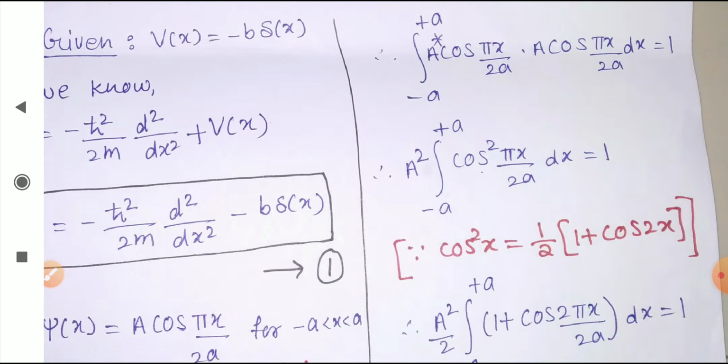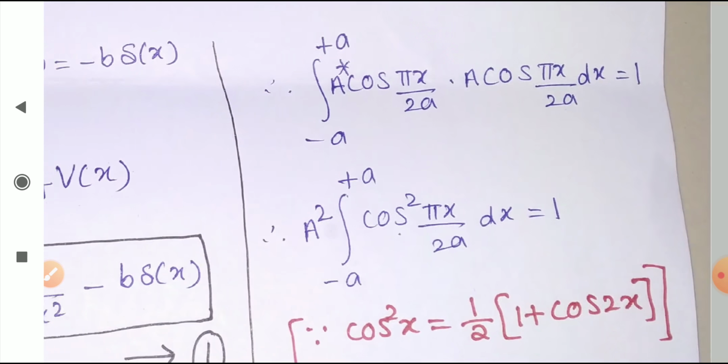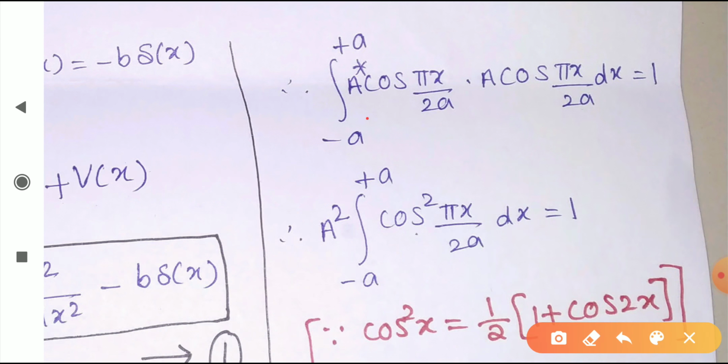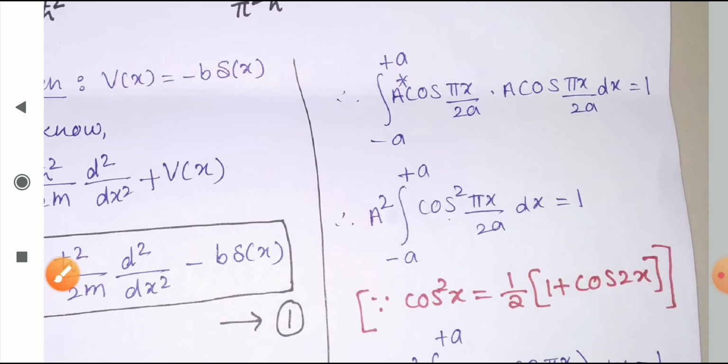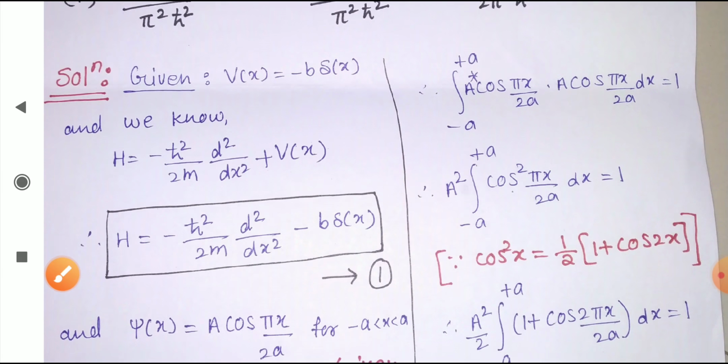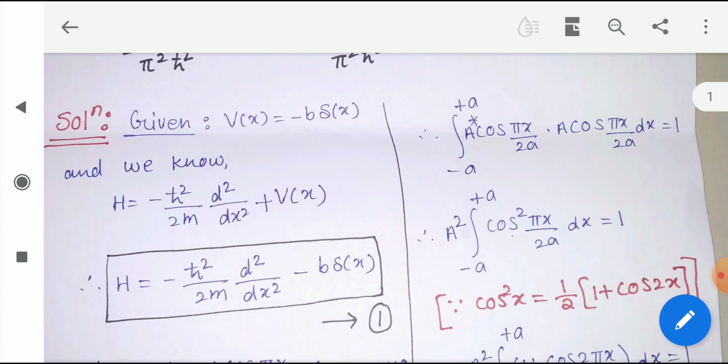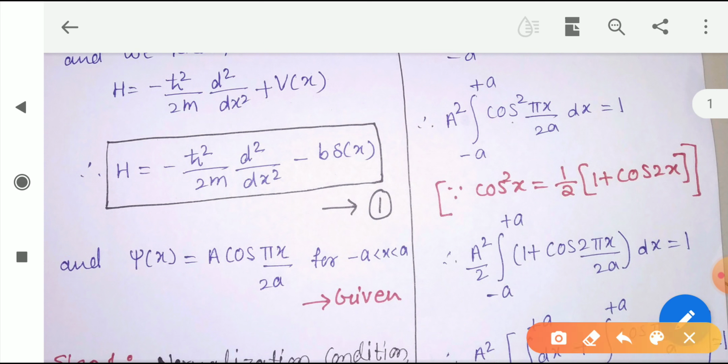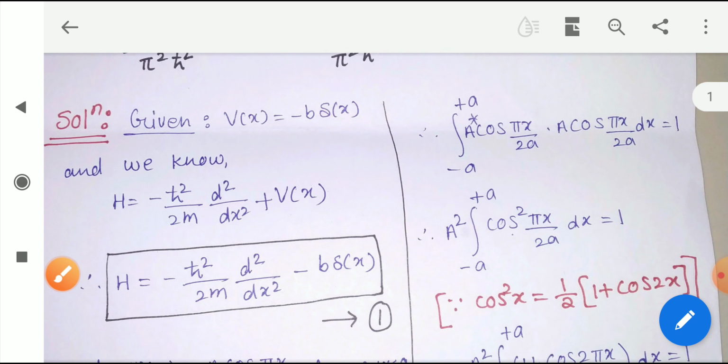After writing this, you will find that we get this. See this: here instead of psi star we get this, and instead of psi we get this. That is the value of psi, so here we have substituted this value.